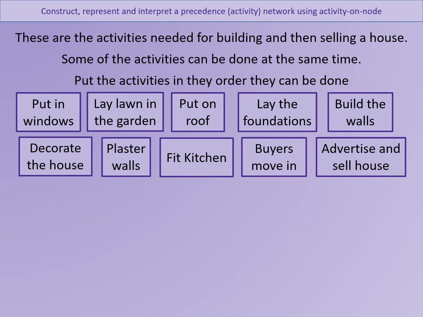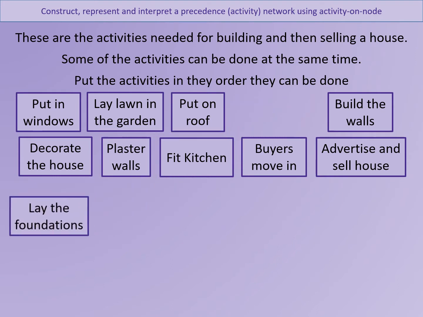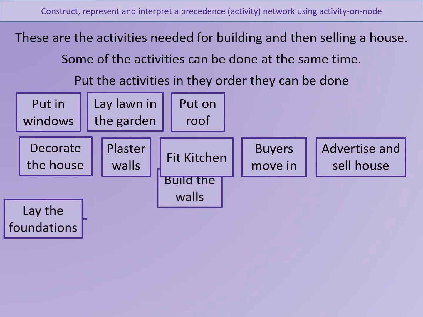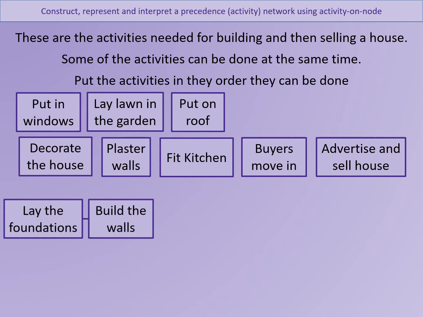So we're going to start by considering the project of building and selling a house. So these activities need to take place before the house can be sold. Some activities can be done at the same time, and some activities depend on other activities being finished before they can start. So we're going to put these in the order that they can be done. So the first activity will be to lay the foundations of the house. Once this has been done, the walls can then be built, so we're going to put that after the foundations.